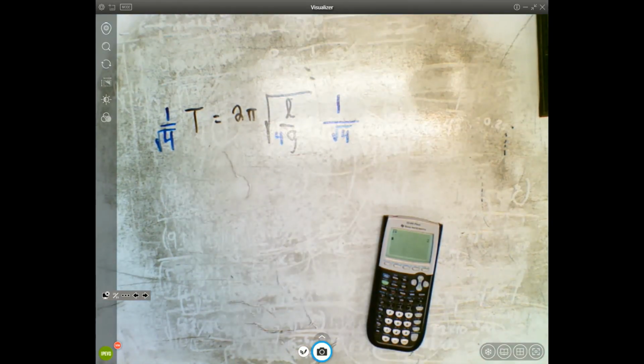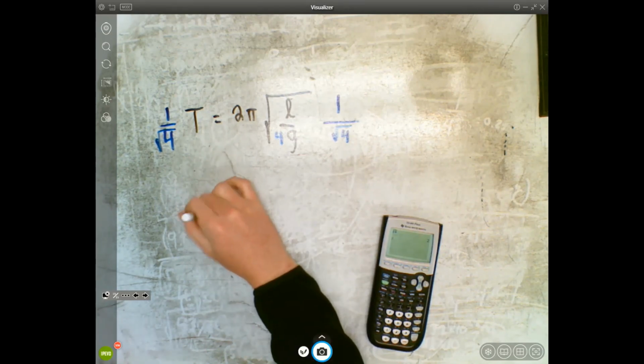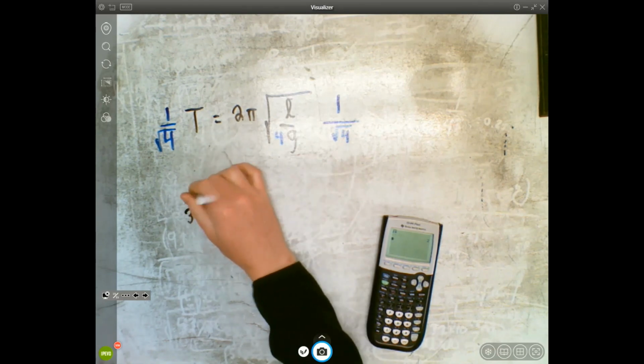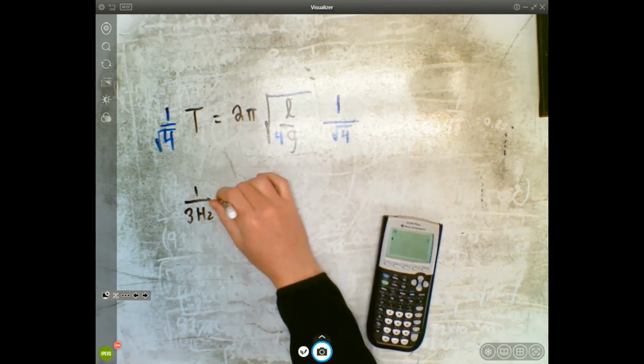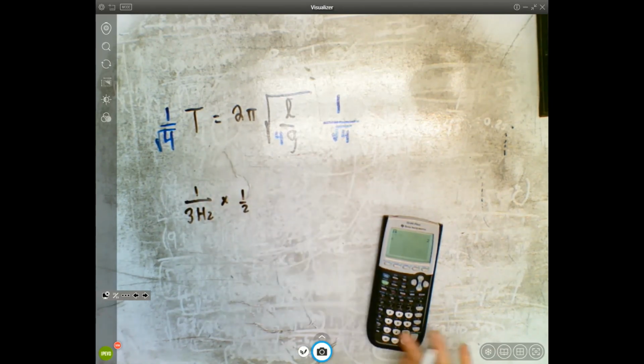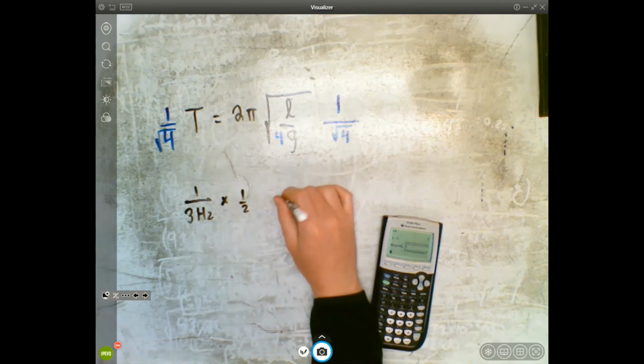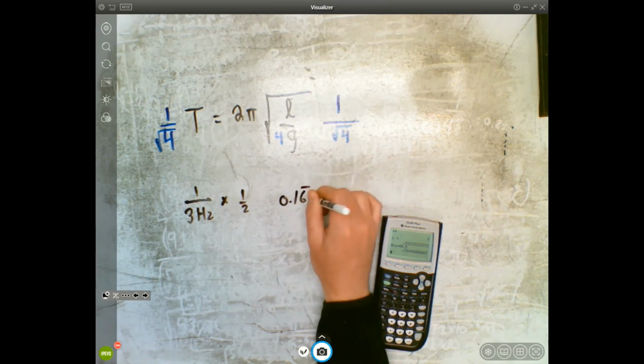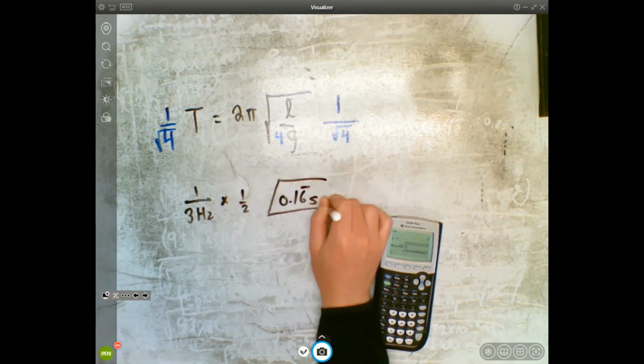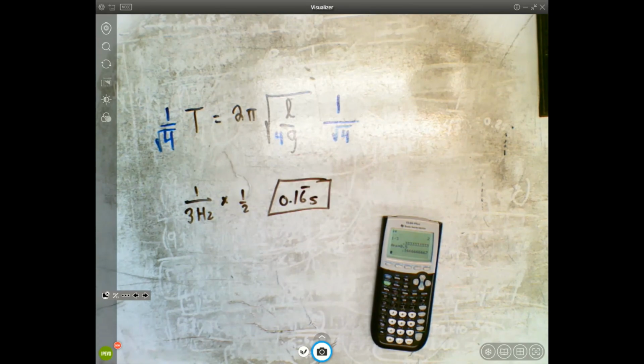But they give us the frequency on Earth. So the frequency on Earth is 1 Hertz. So you get 1 over that, and then multiply it by 1/2. So 1 over 3 times 1/2, and you get 0.16 repeated seconds. That's what the period would be on Titan.